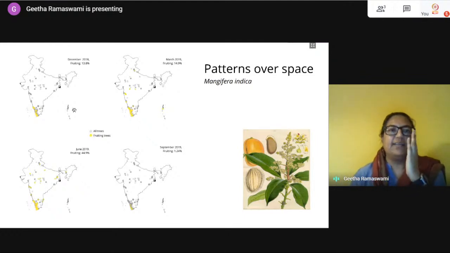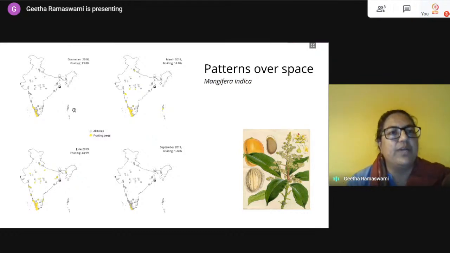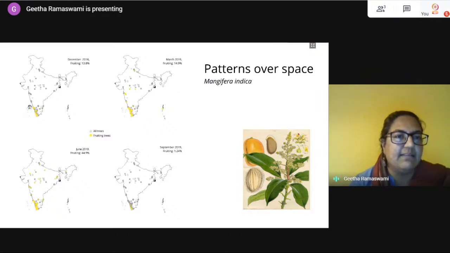And we were able to see the latitudinal patterns in fruiting for a species like mango. So if you see in December 2018, the gray dots here represent all trees that were recorded through all the 4 bioblitzes, and the yellow dots represent trees which were fruiting. So December 2018, trees were fruiting in southern India. By March, the fruiting had spread all over peninsular India. By June, the fruiting had spread all over India. And by September, the fruiting trees were now confined only to the southernmost tip of India.